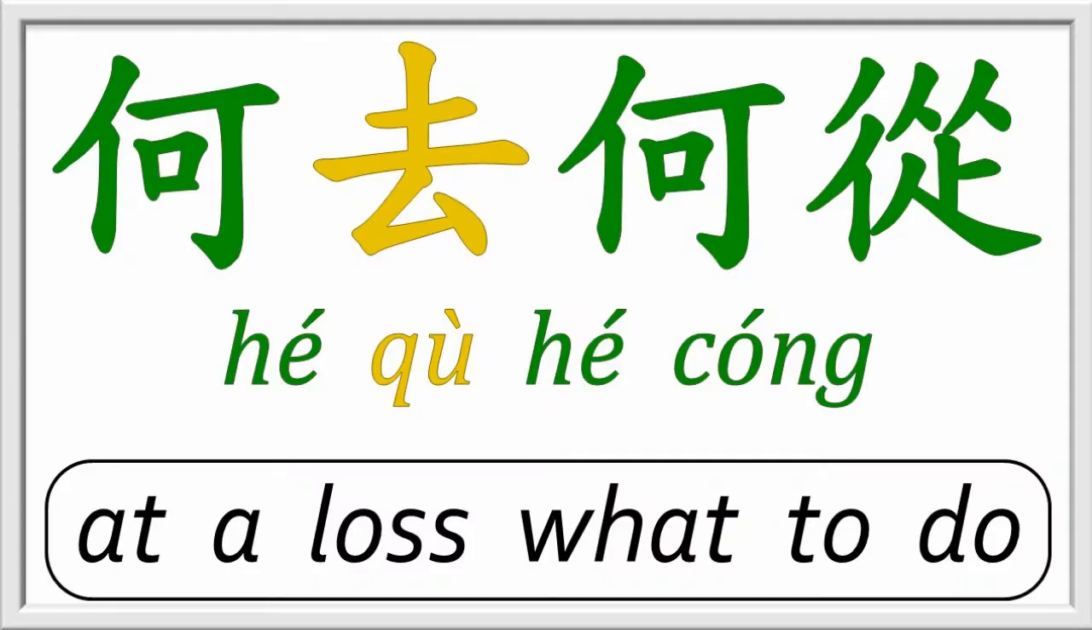And now here's another set idiom. 何去何从. Literally, where to go, where to start, but perhaps better expressed in English as not know which way to turn, at a loss what to do, at my wit's end, be of two minds. And here are three sentences.